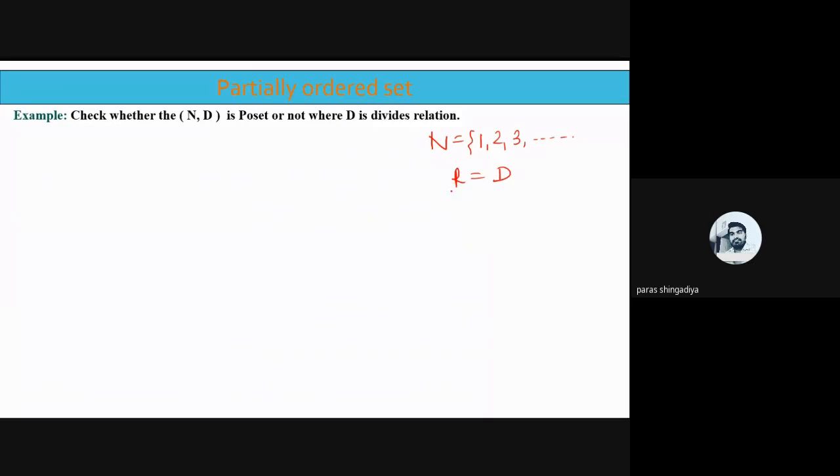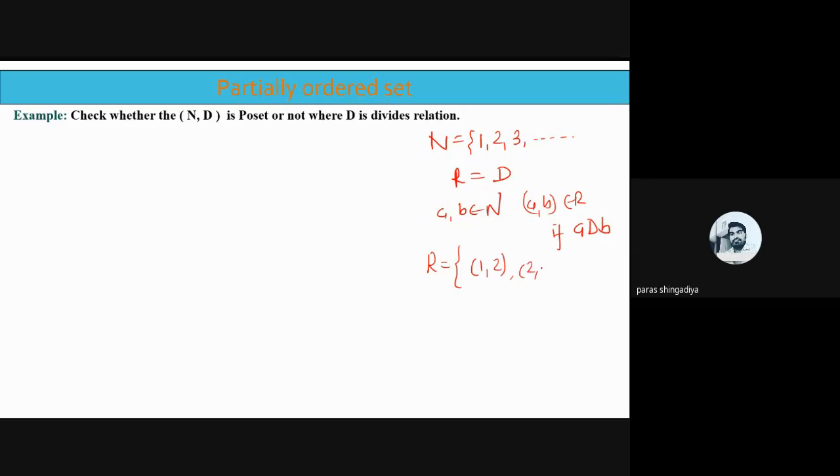Which numbers can you consider in the divide relation? It is the set of natural numbers, and we take a, b belonging to N. So (a, b) belongs to R if a divides b. Which pairs can you consider in the relation? You can consider 1 comma 2, since 1 divides 2.